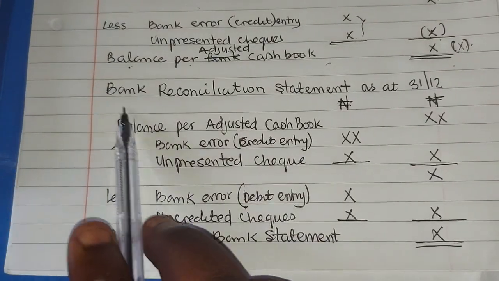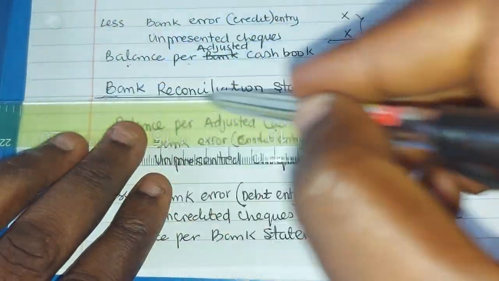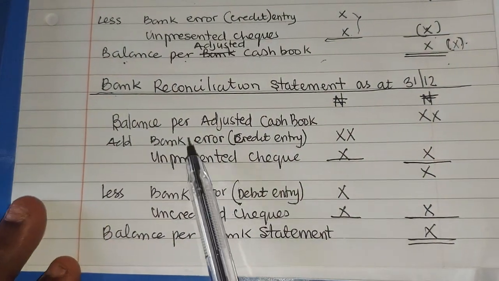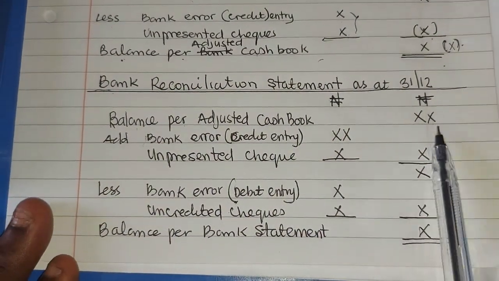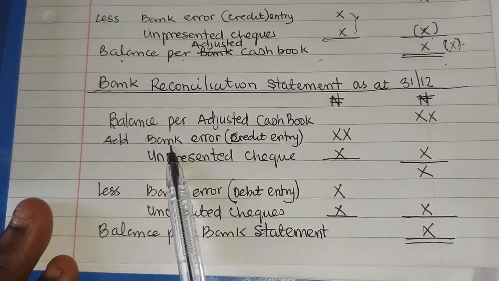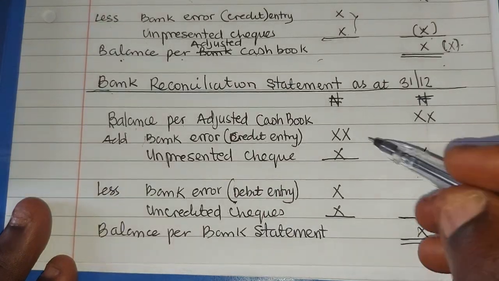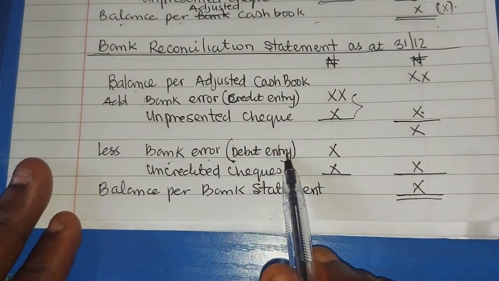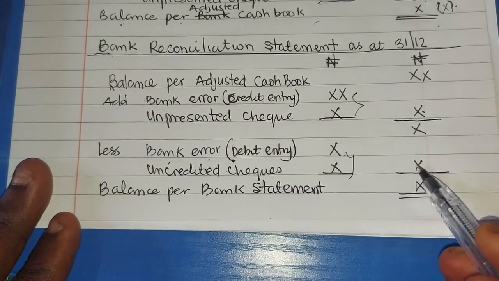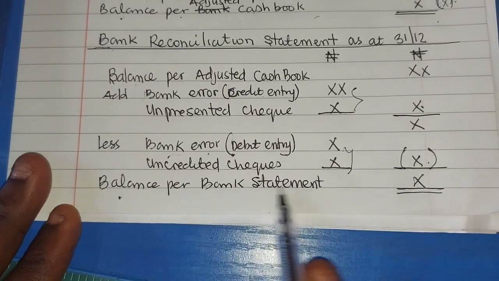So as you can see, we have bank reconciliation statements. You can also start with balance per adjusted cash book. All right, add bank error credit entry and unpresented check. You add these two together. Then we have less bank error debit entry and uncredited check. Add these two together. You less it. Okay. Then we have balance per bank statements.